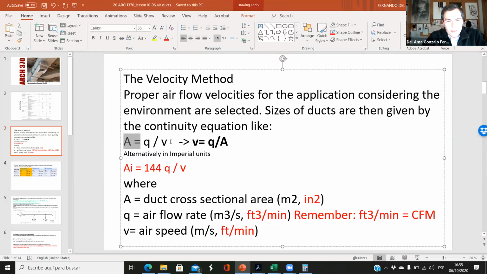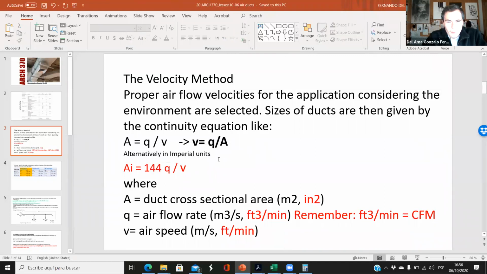Okay, as you can see, the formula is quite simple. The area of the duct equals airflow divided by velocity, or if we want to calculate the velocity, that equals the airflow divided by the area of the duct. This is the formula in international units. In imperial units, it's always more complicated. It's not that complicated, but we need to add this factor 144.